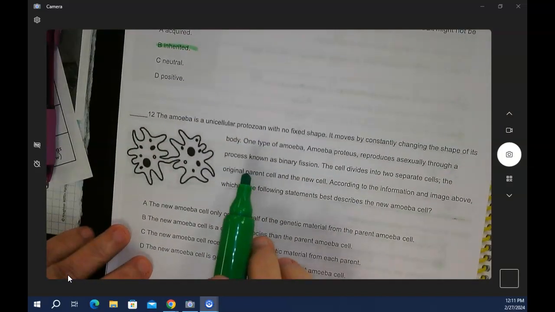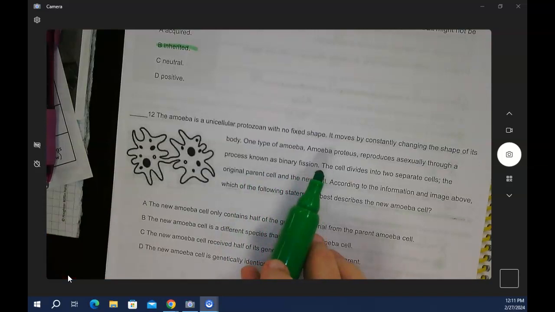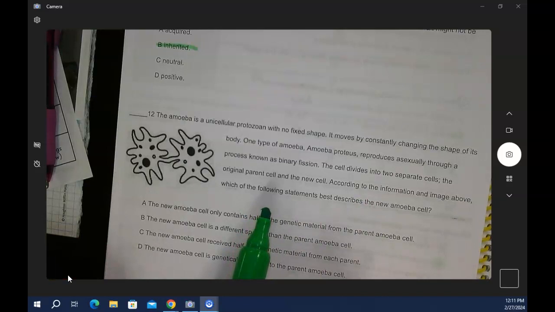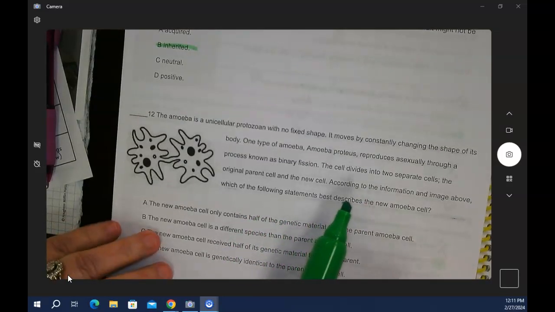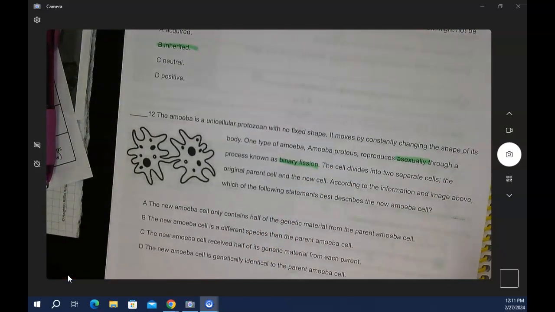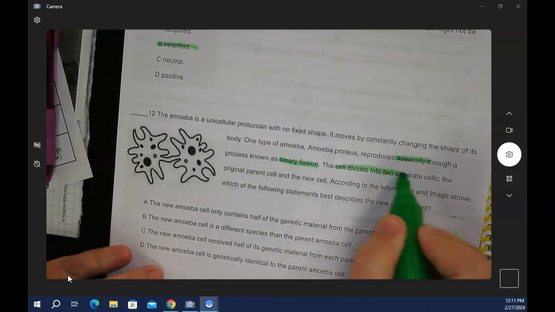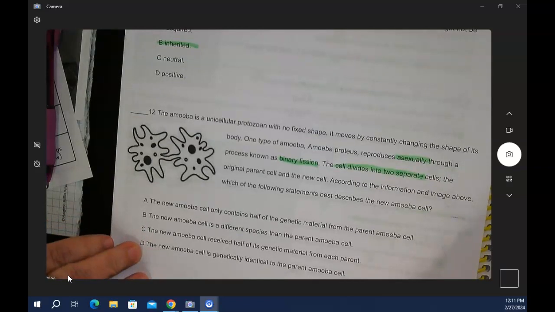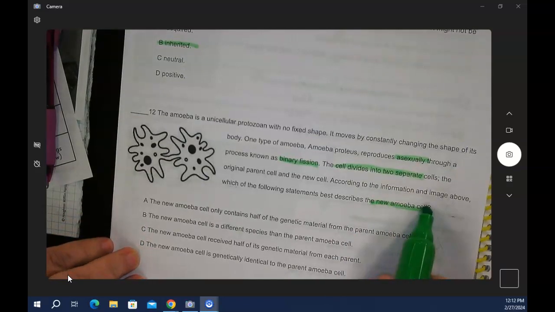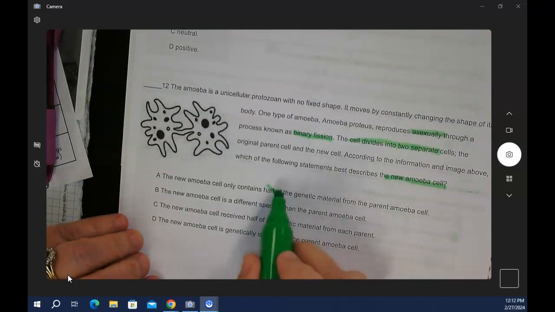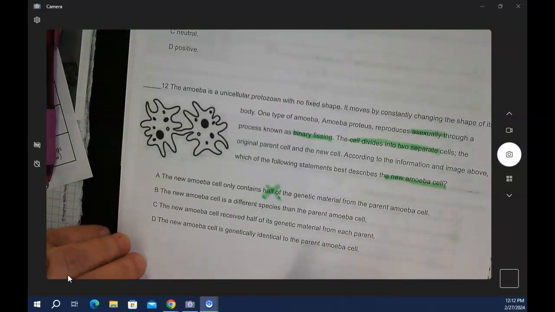The amoeba in this unicellular protozoan has no fixed shape. It moves by constantly changing the shape of its body. One type of amoeba, Amoeba proteus, reproduces asexually through a process known as binary fission. The cell divides into 2 separate cells, the original parent cell and the new cell. According to the information and the image above, which of the following statements best describes the new amoeba cell? The new amoeba cell only contains half of the genetic material from its parent amoeba cell.